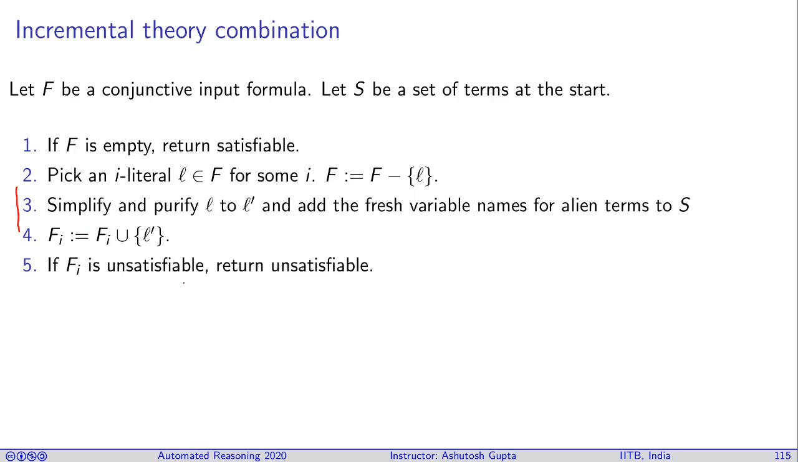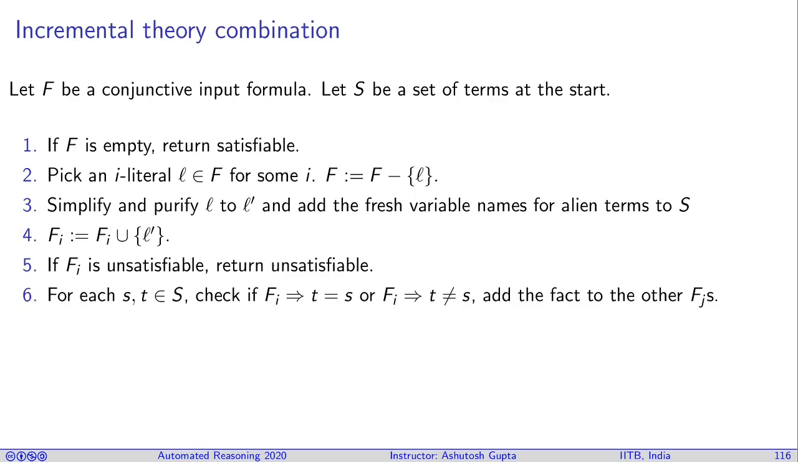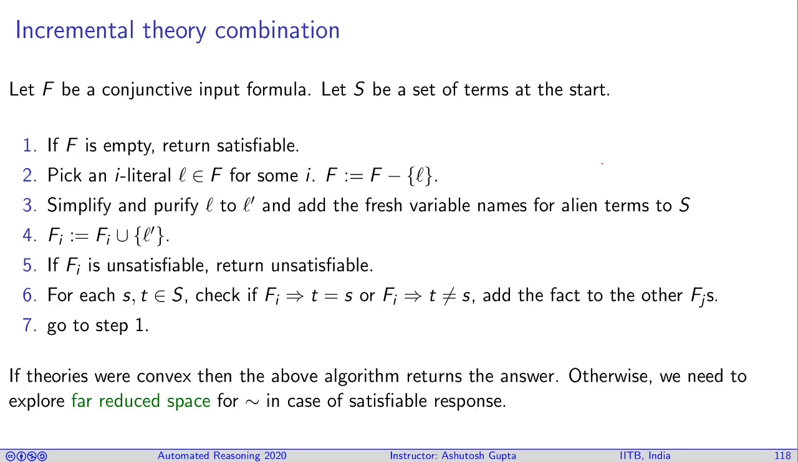If Fi is unsatisfiable, then return unsatisfiable. If that is not the case, then for each pair of terms or variables s and t occurring in S, check if Fi implies t equals s or t is not equal to s. If you discover any of those new facts, add them to the other Fj's, because Fi implies this, so everybody else should know that this equality or disequality always holds. Go to step 1 and keep doing it. If theories are convex, then the above procedure yields the correct answer. Otherwise, we need to explore the reduced space of equivalence classes in the case of a satisfiability response.